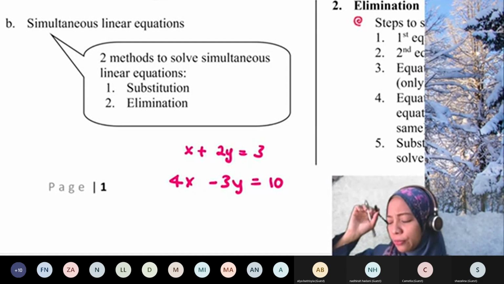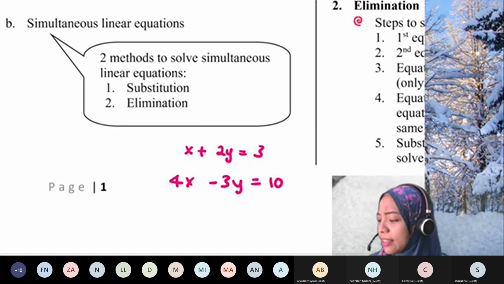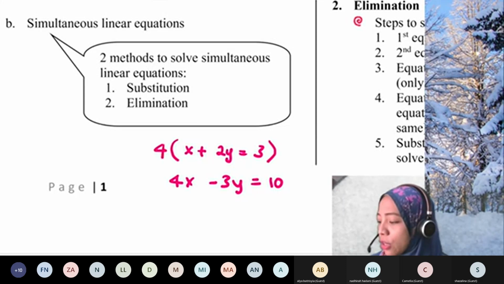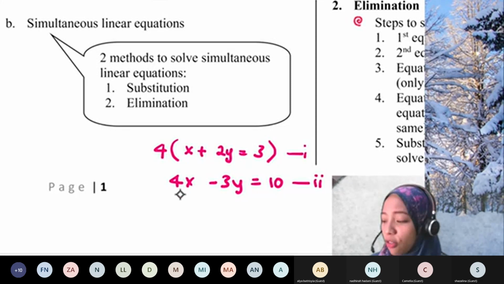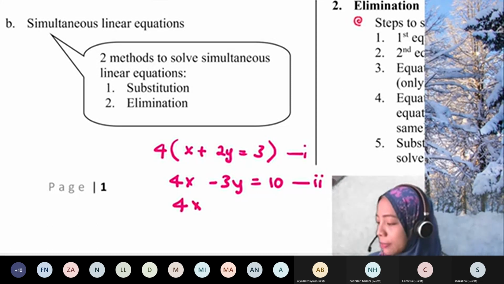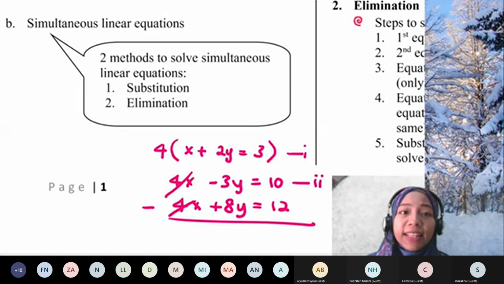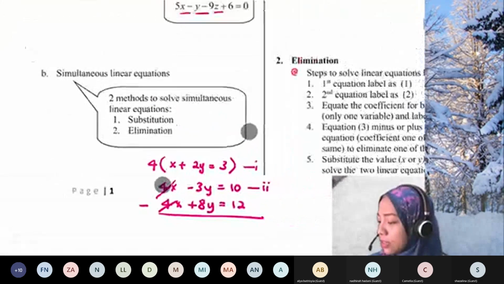And then they ask you to solve the equation. So by using the process of elimination, you have to multiply with 4 so that your first equation becomes 4x as well, plus 8y equals to 12. So then later on you can eliminate. Okay, that is basically what you have learned at school. This is just a revision for you.